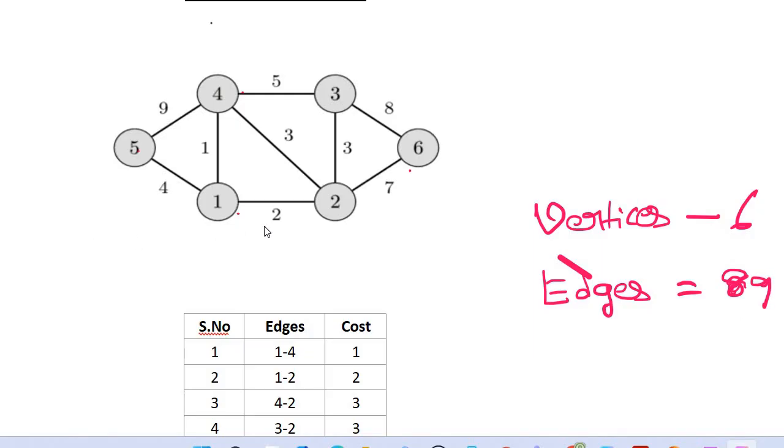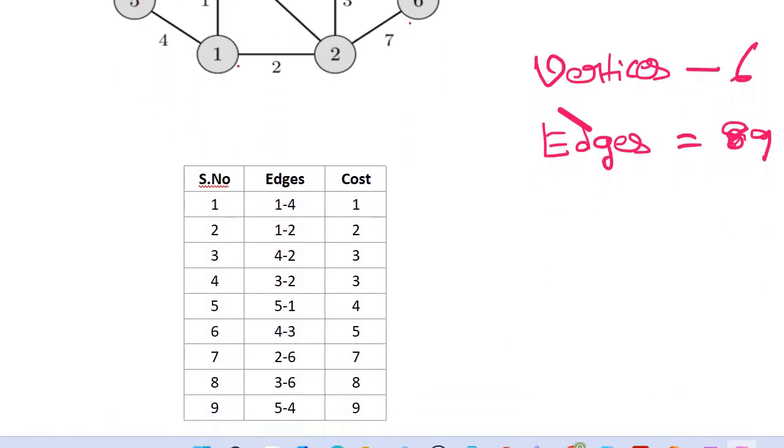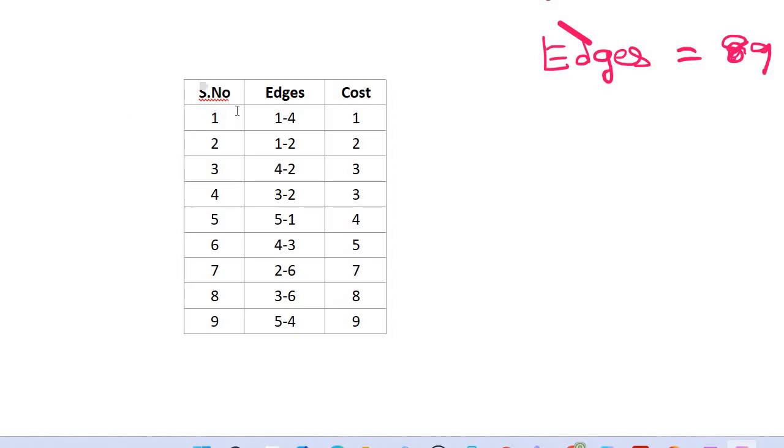Now the first step in Kruskal's algorithm is this. We have to draw a table and arrange all the edges in ascending order of the cost value. So here I have written that the total number of edges is 9. Each and every edge is associated with some cost.